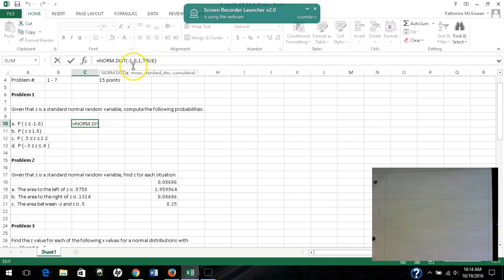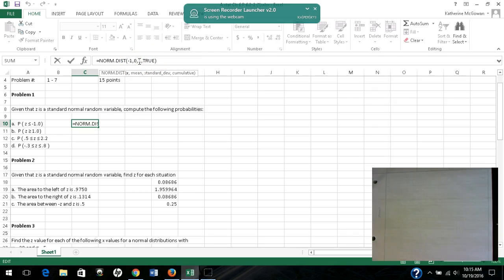In the case of the first few problems, you're using the standard normal distribution, which uses a mean of 0 and a standard deviation of 1. By the way, you're always going to leave this as true because you always want cumulative for these problems. So we rarely use false. We rarely use the distribution without the cumulative area. And then of course your X value or your Z value.